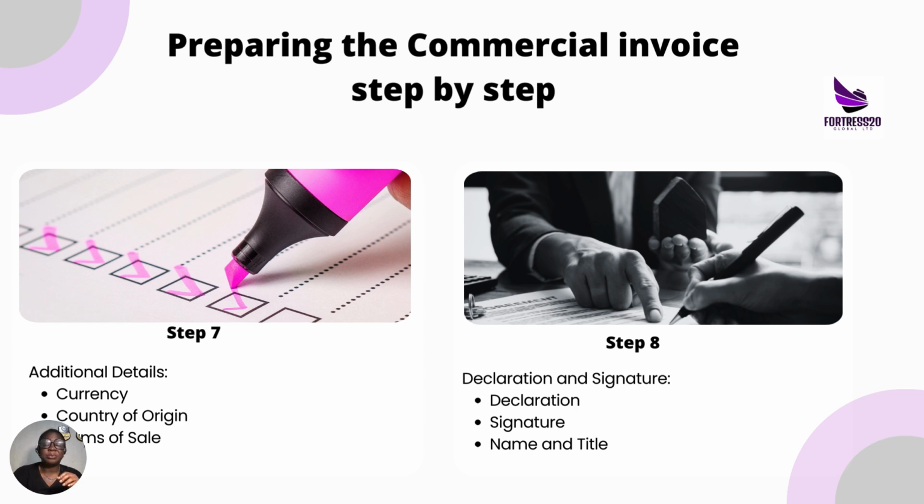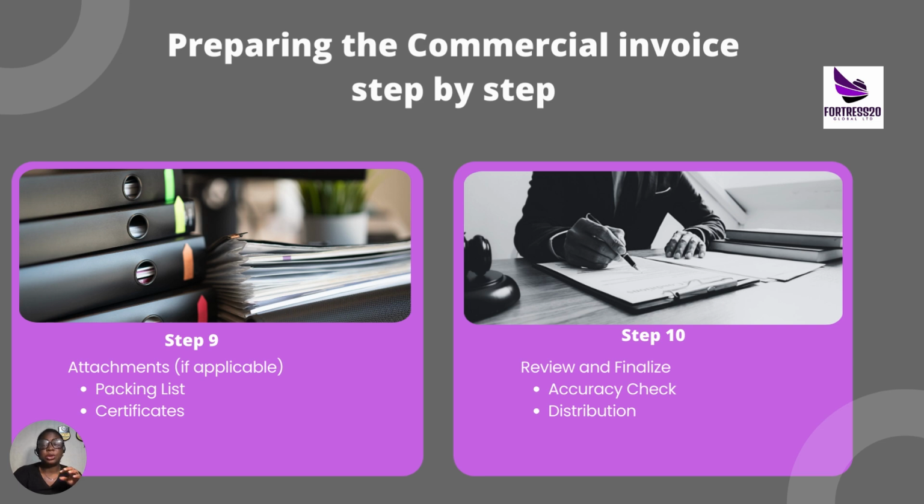The next step is step 8. In this step, you include a declaration and signature. The declaration statement will typically confirm the accuracy of the invoice. The signature will cover the authorized signatory, the name of whoever is signing, the position the person holds, and the title of the person. That's the signatory. I'm still walking you through the step by step on how to prepare a commercial invoice.